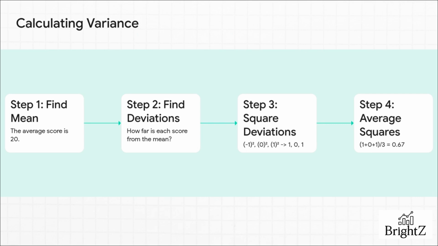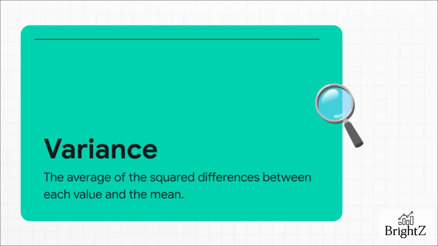Then, for each score, we see how far it is from that mean. Step 3, we square those little differences to make them all positive. And finally, step 4, we just average those squared results. And for player A, we get this tiny little variance of 0.67. And that, right there, is exactly what variance is. It's a single number that tells you the average squared distance of every single point from the center.